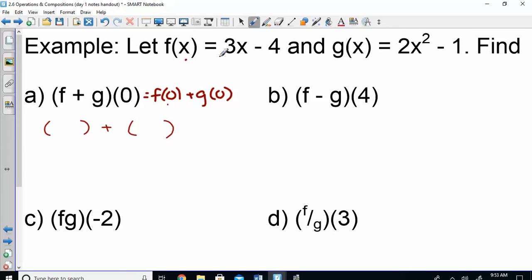Okay, so if I plug 0 into f, negative 4, 3 times 0 minus 4. If I plug a 0 into g, 2 times 0 squared minus 1. So when I add those, negative 4 plus negative 1, negative 5.